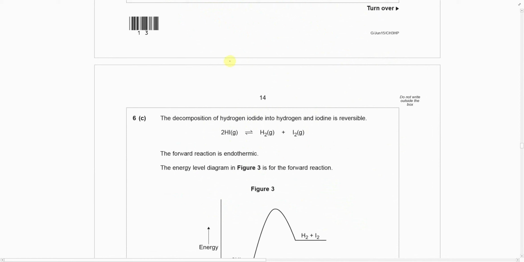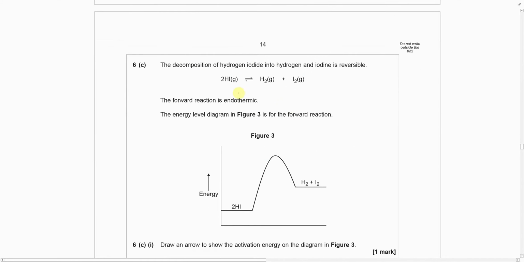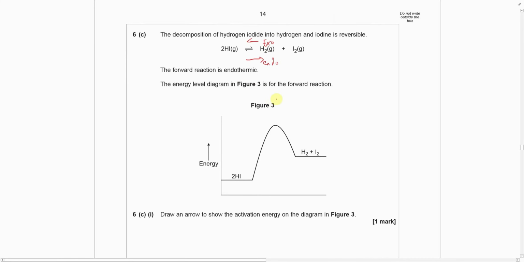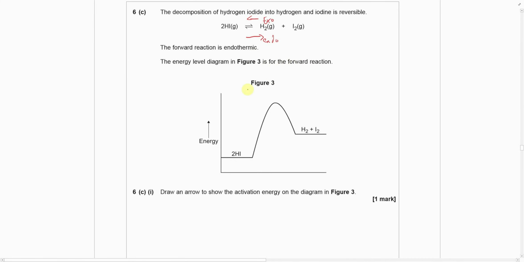The decomposition of hydrogen iodide into hydrogen and iodine is reversible. The forward reaction is endothermic. Okay, so going from this way to this way is endo, so obviously that way must be exo. The energy level diagram for the forward reaction is shown in figure 3. Draw an arrow to show the activation energy on the diagram in figure 3.